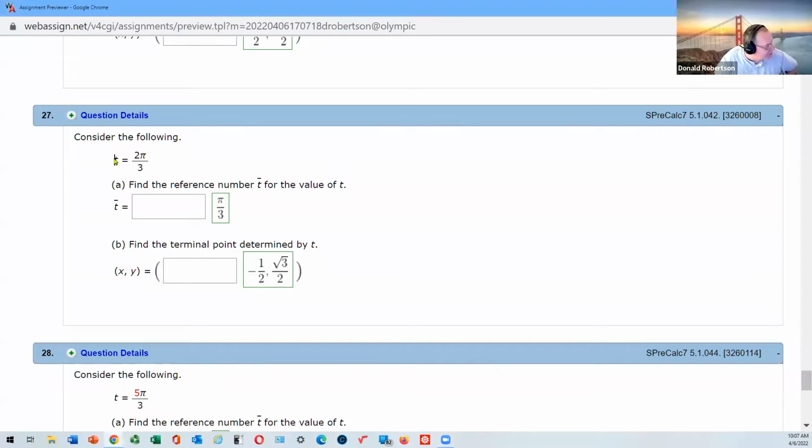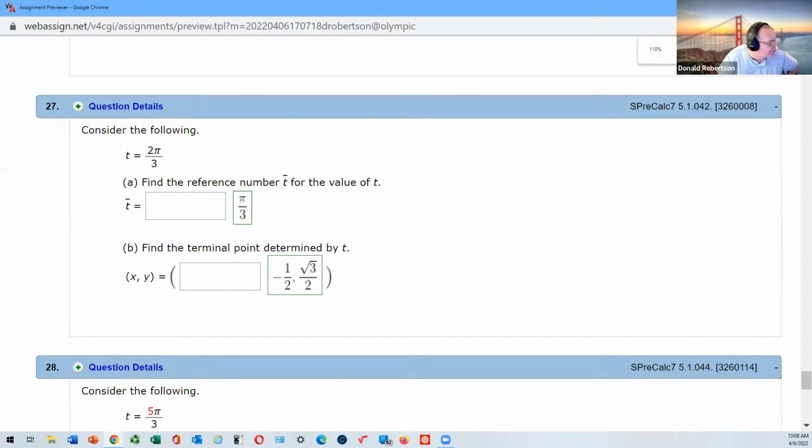Right. Consider the angle 2/3 pi. Right. Hopefully you're looking at question 27. Is that right? Is that what you're saying? Yeah. Okay, so I'll make it a little bit bigger because some of your screens might not be as good. There.